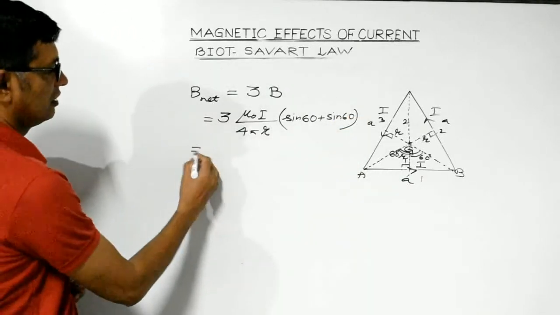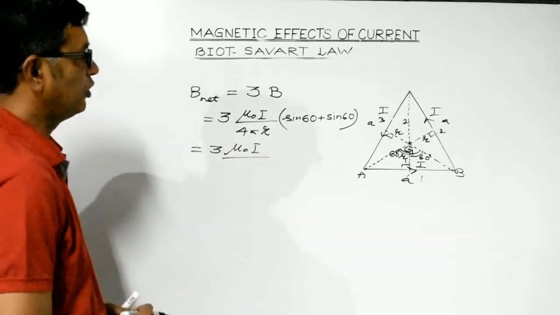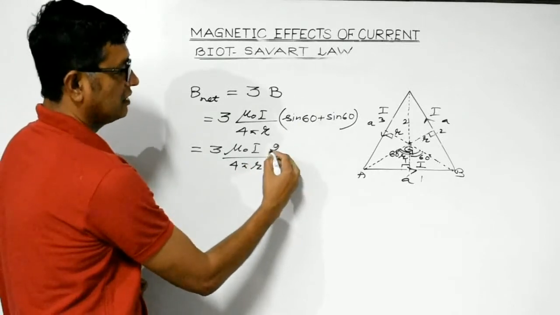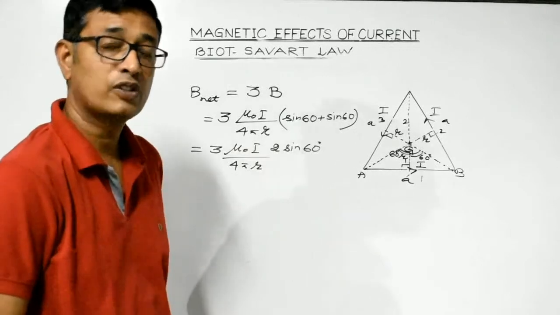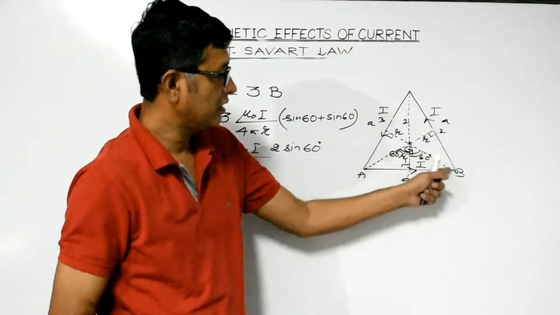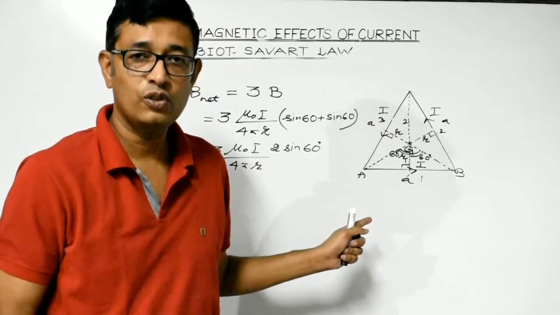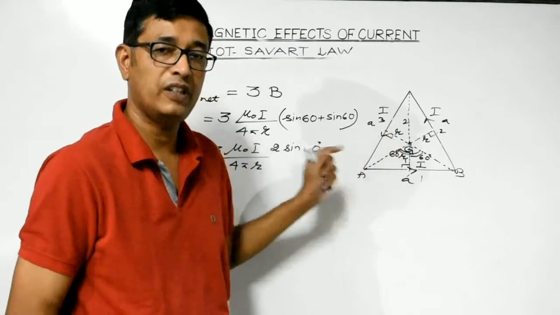So let's solve the equation. Thrice mu naught I divided by 4 pi r, and sin 60 plus sin 60 will give us 2 sin 60 degree. Now students, look, in the question it is given the triangular loop is of side A. So our objective is to convert this r in terms of A.